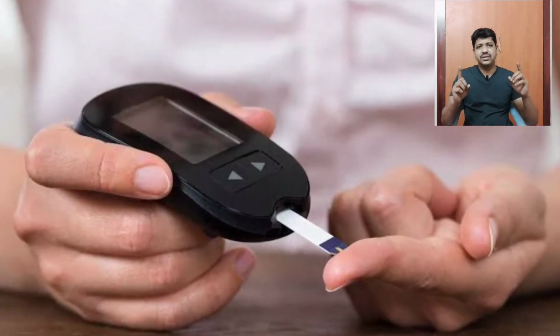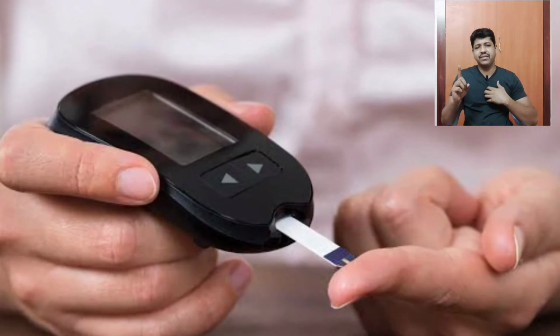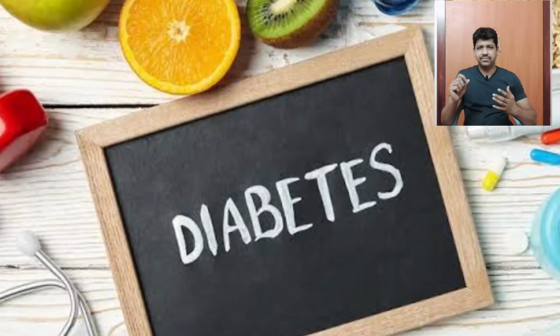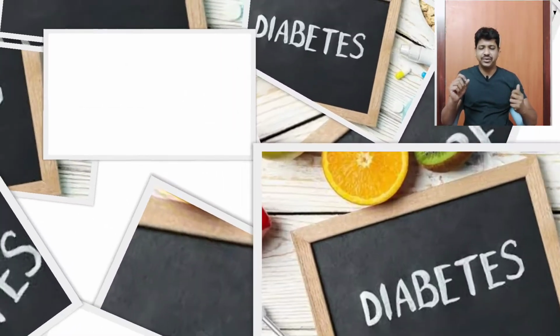If I have a fasting blood sugar, one value, of 126 or more than 126, I'm diabetic. That's it. I've been diagnosed with diabetes. And there is another way.